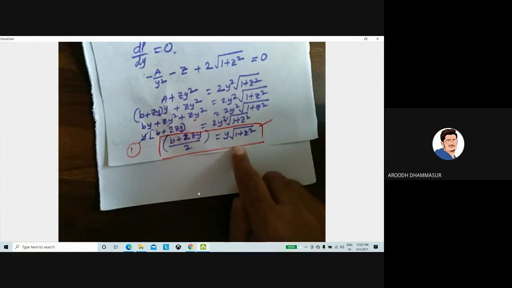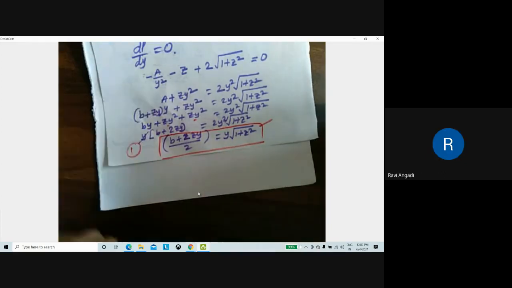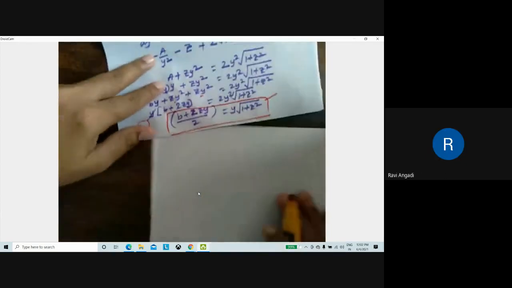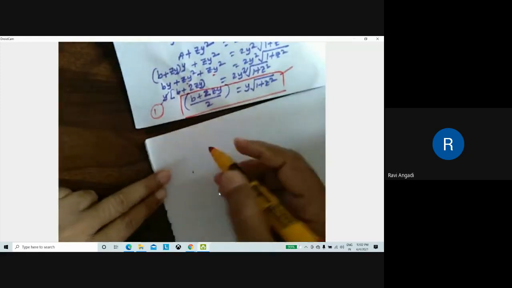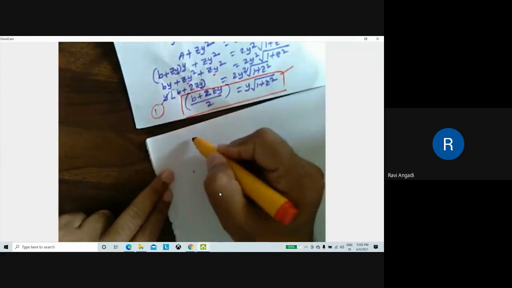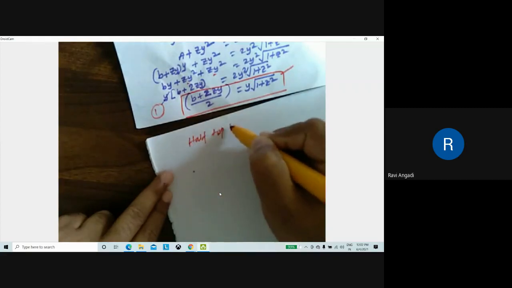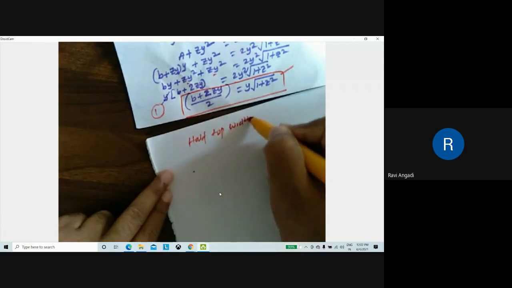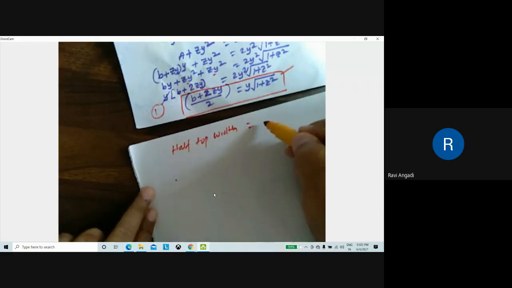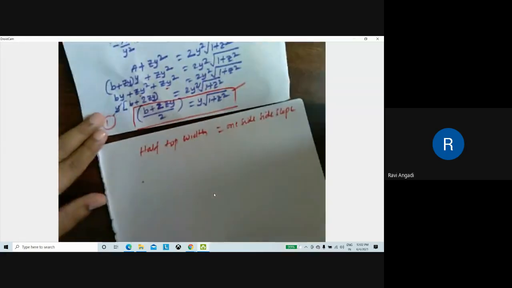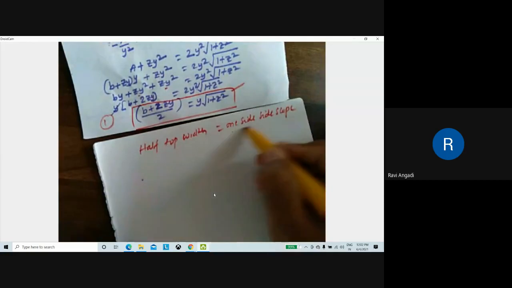Hence, I'll write here: half of the top width is equal to one side slope. That is the first condition. You all can write this one. This is the first condition.